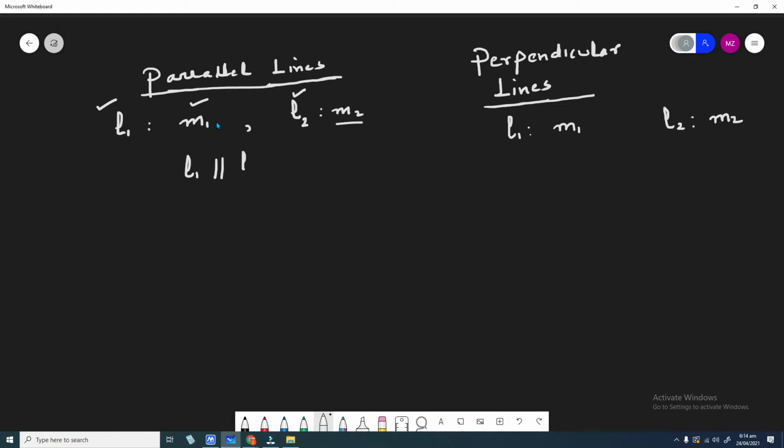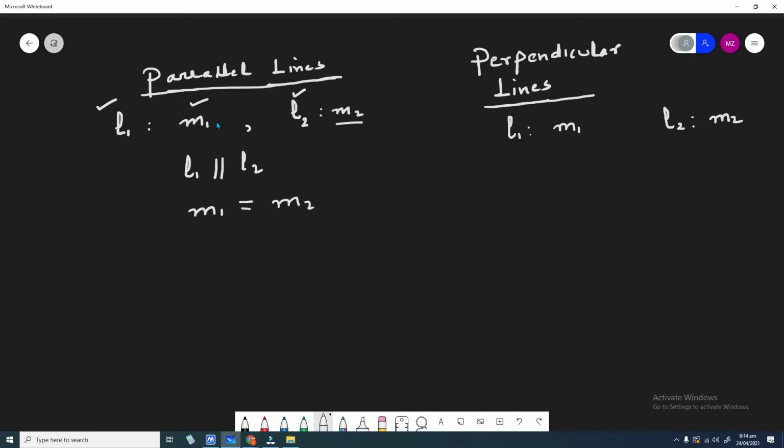Now, suppose L1 is parallel to L2, this is the symbol for the lines to be parallel. If the line L1 is parallel to L2, then their slopes must be equal. That is, if the slopes are equal, then the lines are parallel, and if the lines are parallel, then the slopes are equal. So if L1 is parallel to L2, then M1, the slope of the first line, must be equal to the slope of the second line.